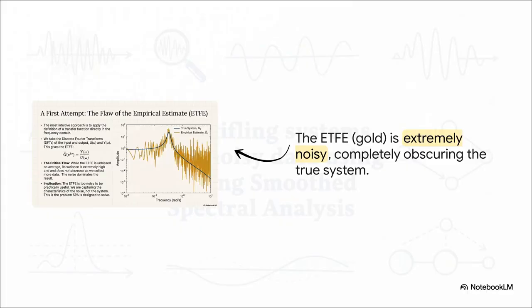And here's the reality check. This graph says it all. The ETFE, that jaggedy gold line, is just a chaotic mess. It is completely swamped by noise. The real system, that nice smooth blue line we're looking for, is totally lost in there. And what's really frustrating is that throwing more data at the problem doesn't help. The variance, the noisiness, it just doesn't go down. The noise always wins. This approach is, for all practical purposes, a dead end.